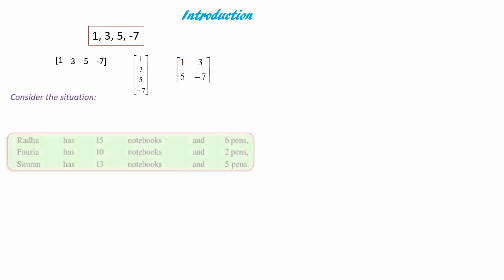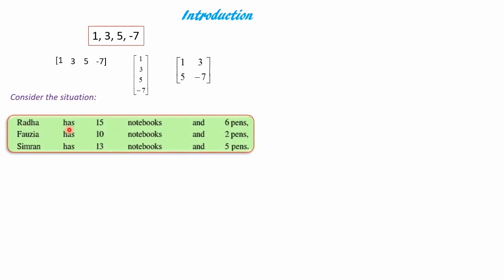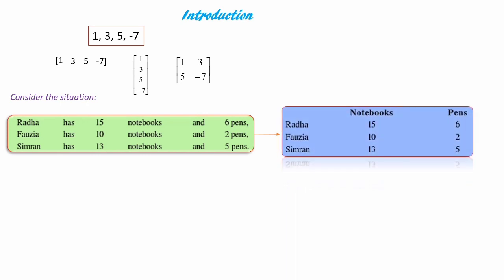Consider another situation. Suppose Radha has 15 notebooks and 6 pens. Fauzia has 10 notebooks and 2 pens. Simran has 13 notebooks and 5 pens. This is the scenario given to us. How will we arrange this situation? There are 3 persons, Radha, Fauzia and Simran, and they are talking about the number of notebooks and pens they have. Radha has 15 notebooks and 6 pens, Fauzia has 10 notebooks and 2 pens, and Simran has 13 notebooks and 5 pens.